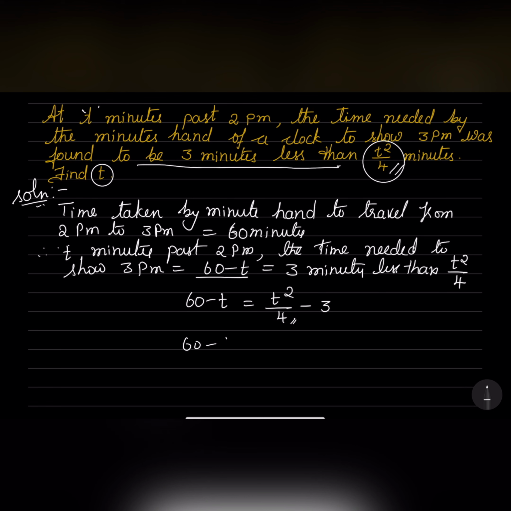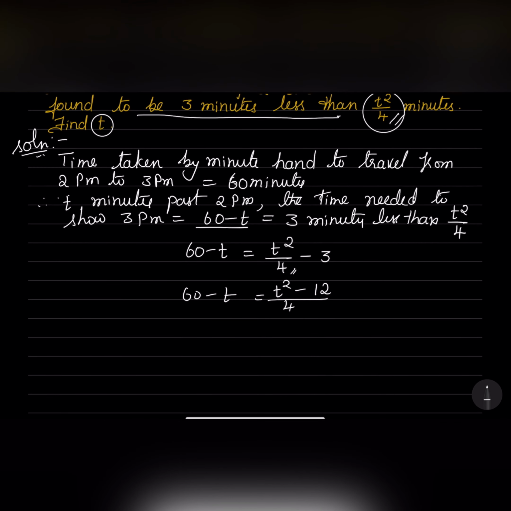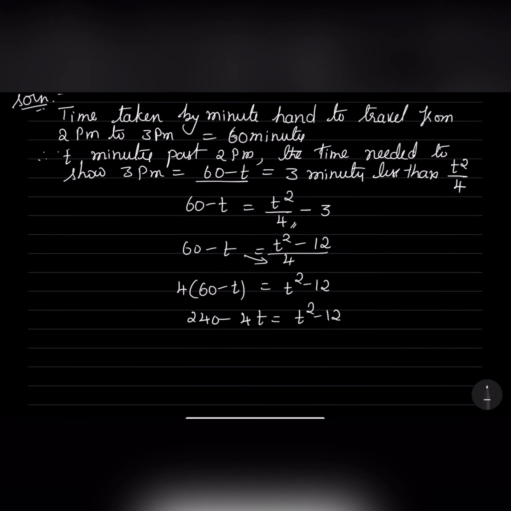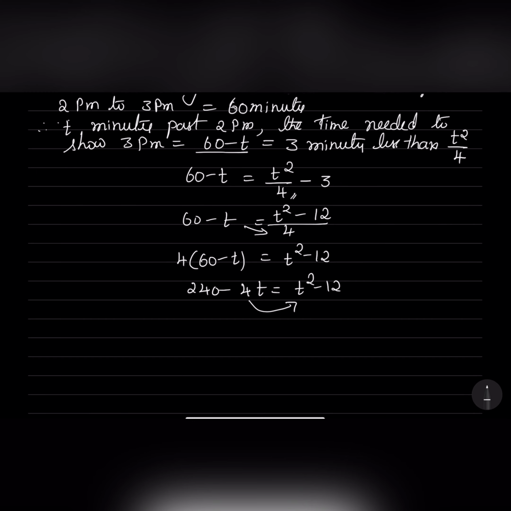Now we'll take the LCM at the right hand side. It is 4. T square minus 3 4s are 12. So we'll cross multiply. We'll get 4 into 60 minus t is equal to t square minus 12. And it will be 240 minus 4t is equal to t square minus 12. We'll shift this to the right side. It will be t square minus 12 minus 240 plus 4t is equal to 0.